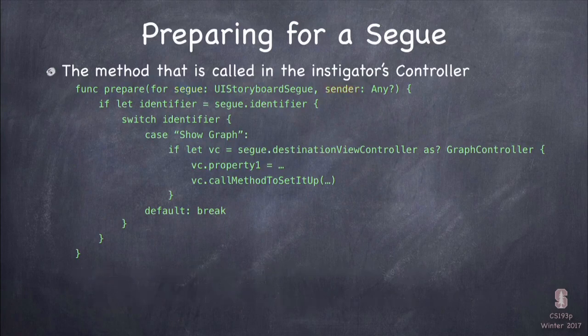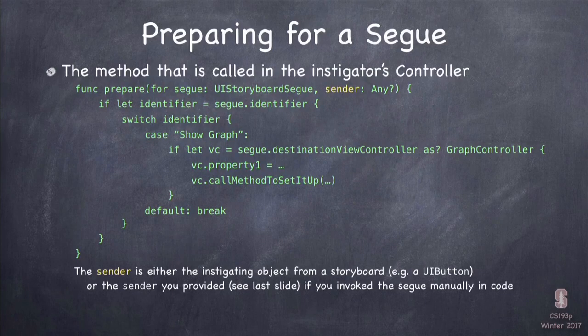The sender, it's kind of like buttons, the button sender when we had the action there. It's just what object is instigating this. So in the calculator example, you're going to have a button clicking, causing this segue. It's going to be that button, okay, the button that's causing the segue. But it's any because anything.